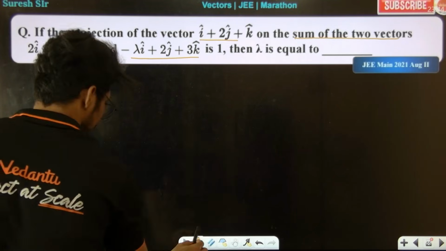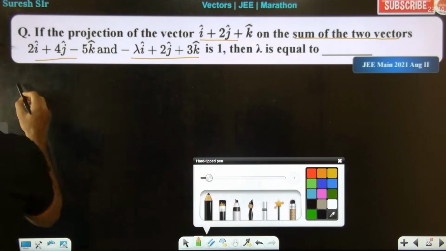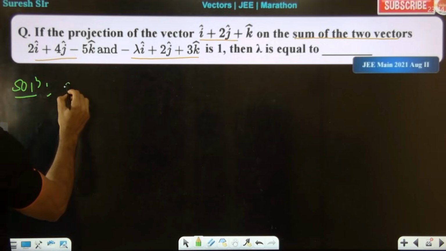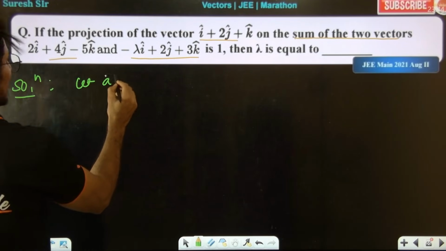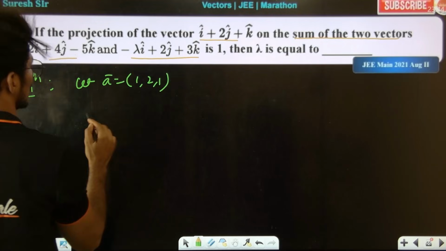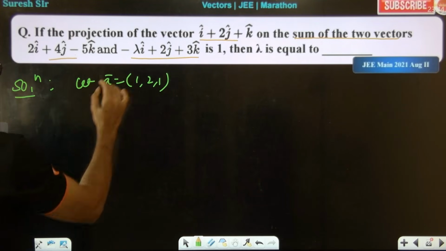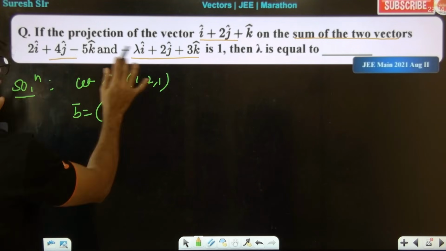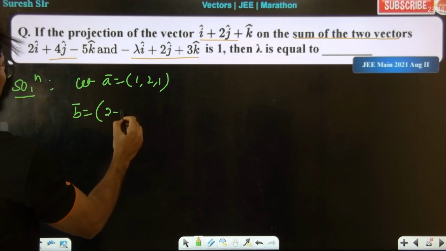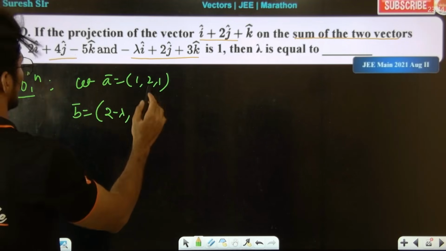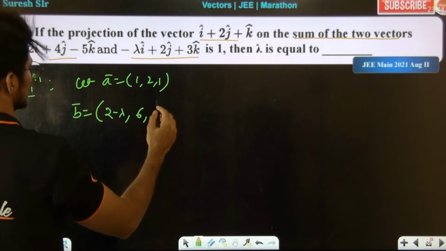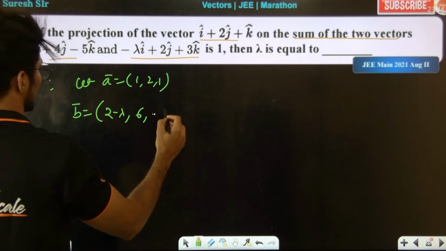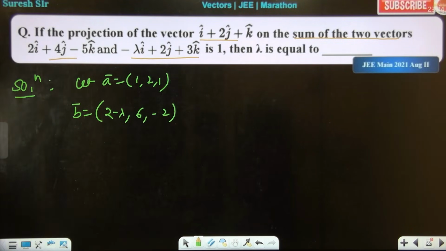Now let me do one thing. Let A vector be (1, 2, 1). So B vector is basically the sum of these two vectors. Let us say B is (2 minus lambda, 4 plus 2 = 6, minus 5 plus 3 = minus 2). This is the B vector. Any doubts?